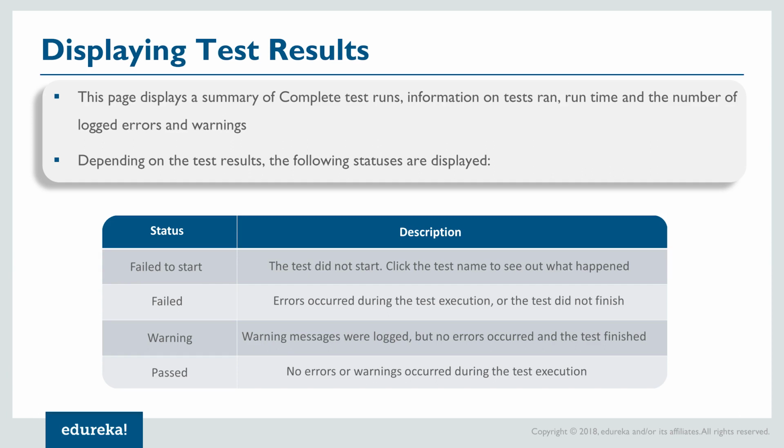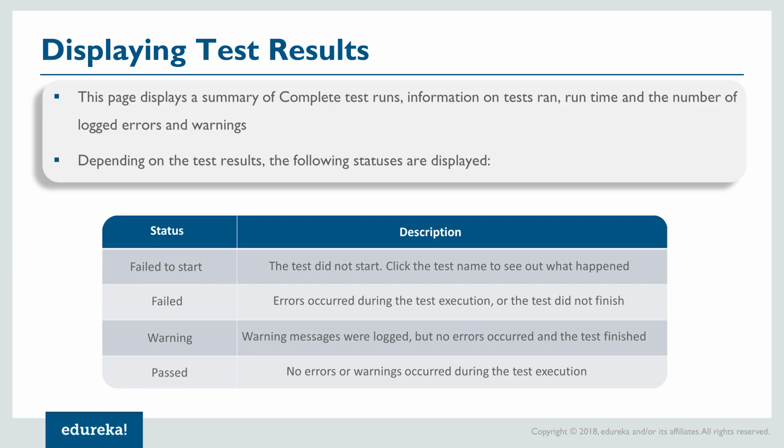Depending on the results of the test, there are a couple of different statuses which are displayed. Most of them are self-explanatory, but let's take a quick look and understand. The first one is fail to start. As the name suggests, the test did not start. So you can click on the test name to check what exactly has happened, and then troubleshoot accordingly.